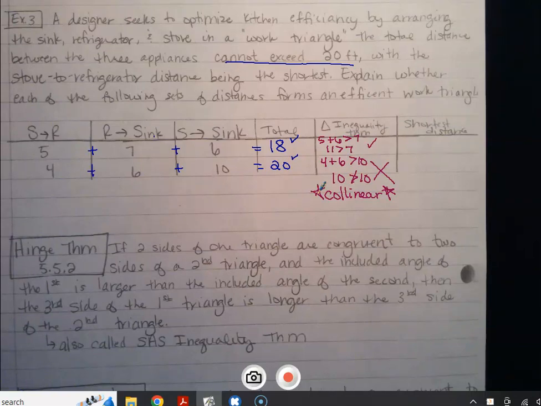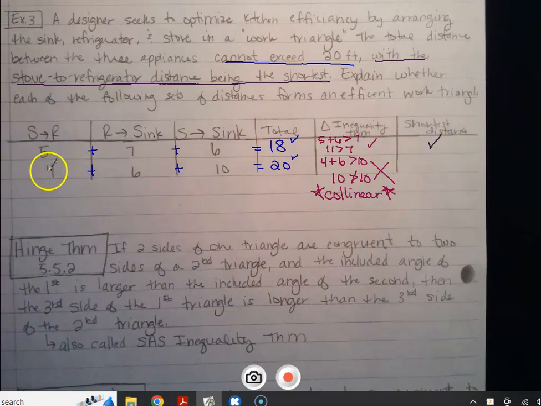Okay. So does that help us, right? So what I meant by that, let me go back up here, is with this work efficiency, I put that column in there because it says with the stove to refrigerator distance being the shortest. So you said this one is 5, that's the stove to refrigerator, so that checks out. And how about even for the other one? Check. It's a check, right? The stove to refrigerator is the shortest distance.